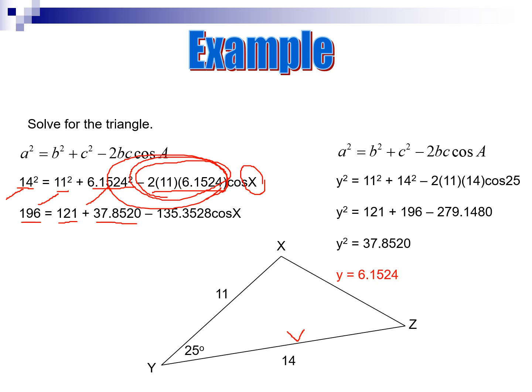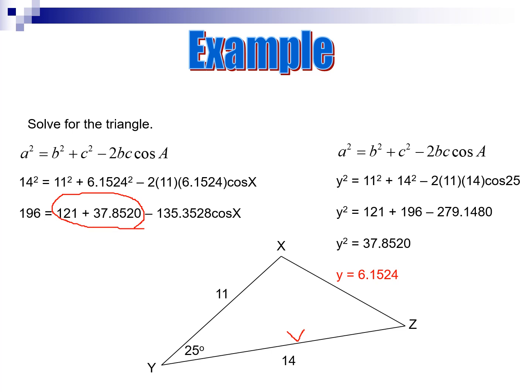At this point, be careful again with PEMDAS. You have to know your order of operations. We can combine these two together. We cannot combine that with them because the 135 is attached to the cosine, so do not combine that with that. That is no good. Just go ahead and combine these two together.